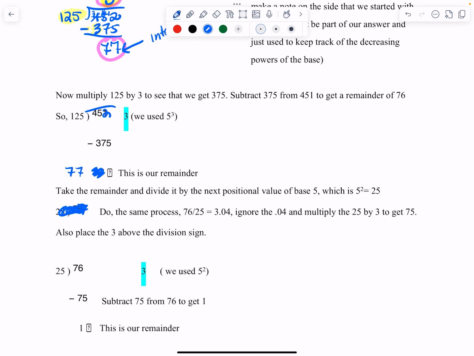By the way, we need to fix our notes here. So we're going to do 77. And we're going to do the same process, but we're going to fall down to the next base. So the next base is 5 squared, which is 25, okay? So I'm going to take 77 and divide it by 25. Okay, so you're going to see that step here. So 77 divided by 25.